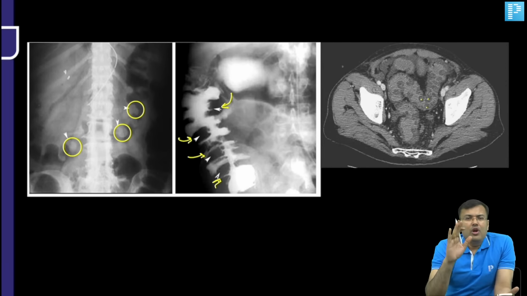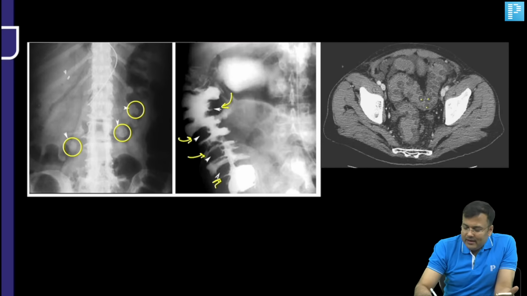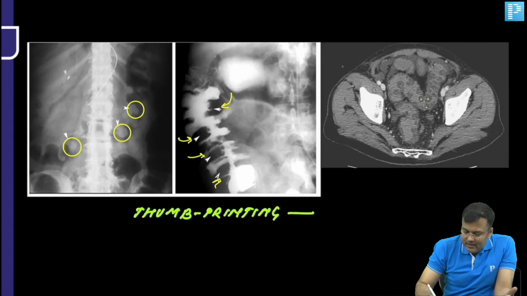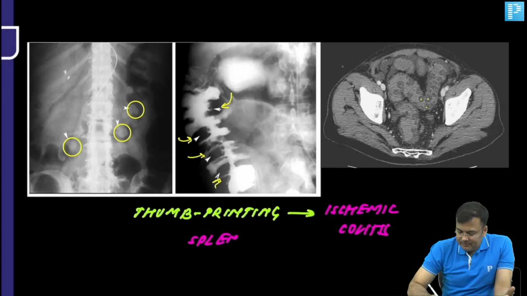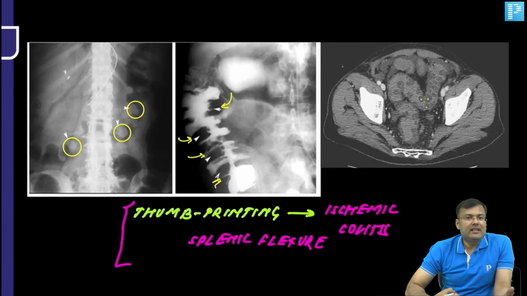So, one question for all of you, what is the most common site of ischemic colitis? You know the diagnosis. This is thumb printing, and it is seen in ischemic colitis. So, guys, what is the most common site of ischemic colitis? Dr. Sneha, very good. Chetna, very good. Twinkle, very good. It is ischemic colitis, and the most common site is the splenic flexure of the colon. So, thumb printing, splenic flexure of colon.